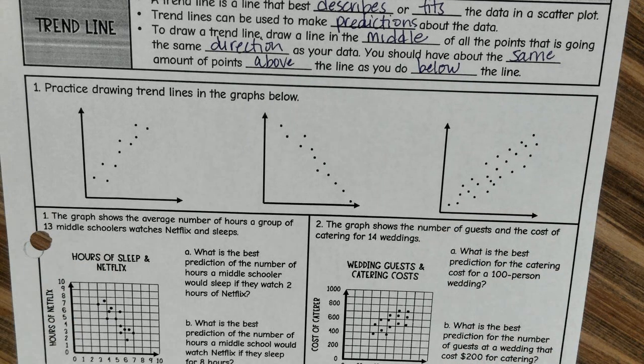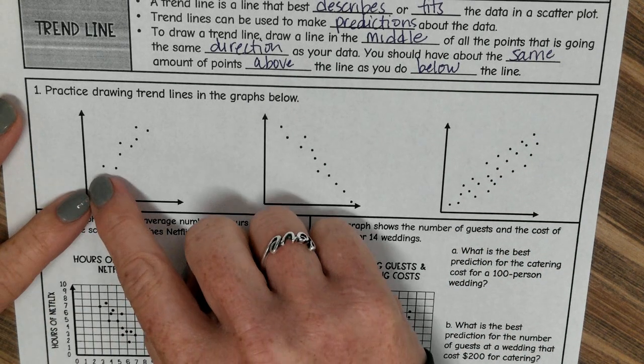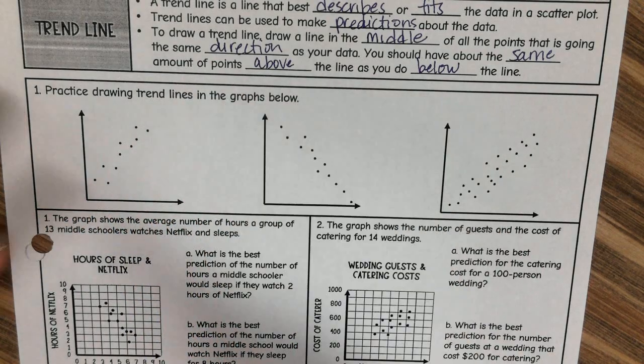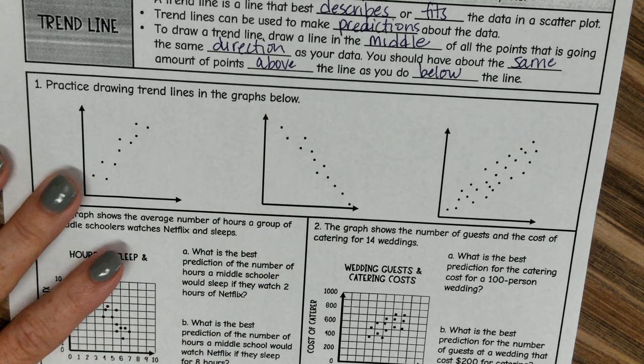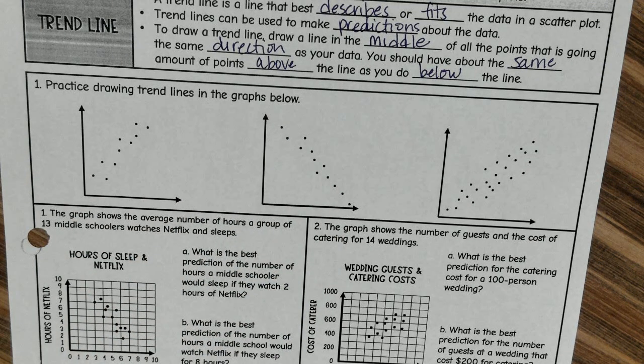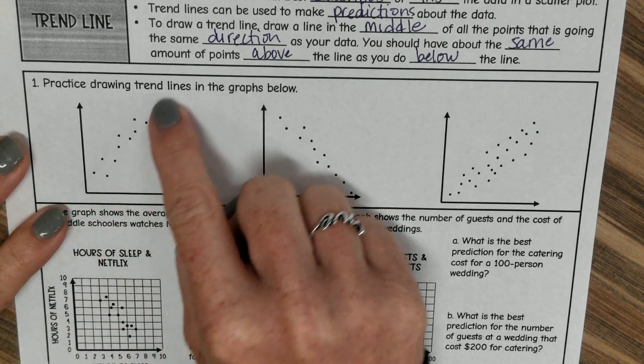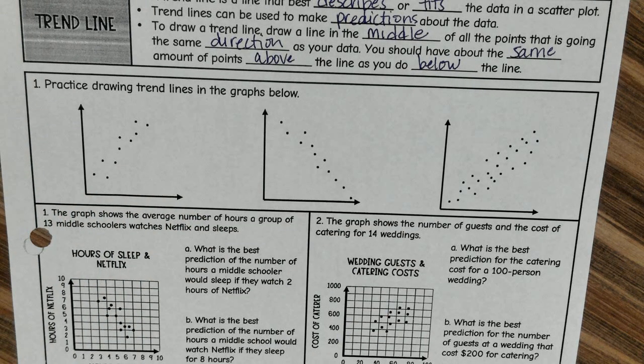And what kind of trend are you seeing here? Positive. Do you see how I can move my finger in the direction the dots are going, and that's going to tell me if it's going up from left to right, it's positive. If it's going down from left to right, it's negative. The way that I would move my finger to show the trend is kind of how you're going to draw your trend line. So we're going to practice drawing a trend line.